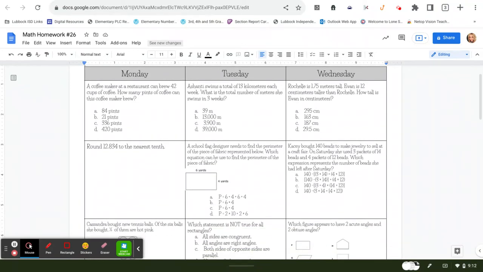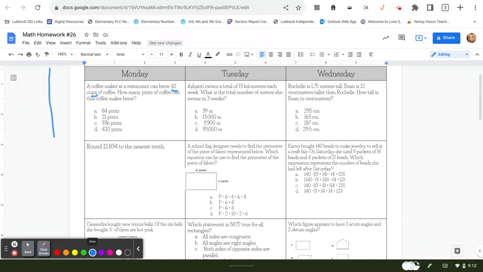There are lots of measurement conversions on here we need to be practicing because we got the least amount of time on this unit compared to our others. Looking at Monday, it says a coffee maker at a restaurant can brew 42 cups of coffee. How many pints of coffee can the coffee maker brew?